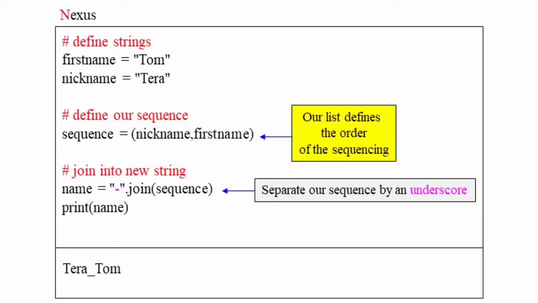Now I'm going to join both of these into a new string or a new variable. I'm going to call that name equals, double quotes, underscore, double quotes. That will be the separator, dot join. So it says join these sequences together and separate those with an underscore. Now name is ready to go, and I say print(name), and it's going to print out Tara_Tom. That's how you join variables with a sequence.